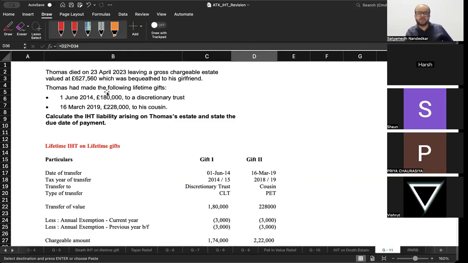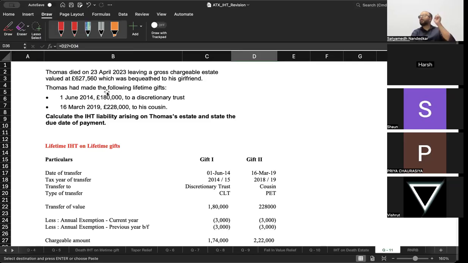Now, Thomas died on 23rd of April 23, leaving a gross chargeable estate value of 627,560, which was bequeathed to his girlfriend. Thomas had made the following lifetime gifts. On 1st of June 2014, 180,000 to a discretionary trust. On 16th of March 2019, 228,000 to his cousin. Now you have to calculate the IHT liability arising on Thomas's estate and state the due date of payment.